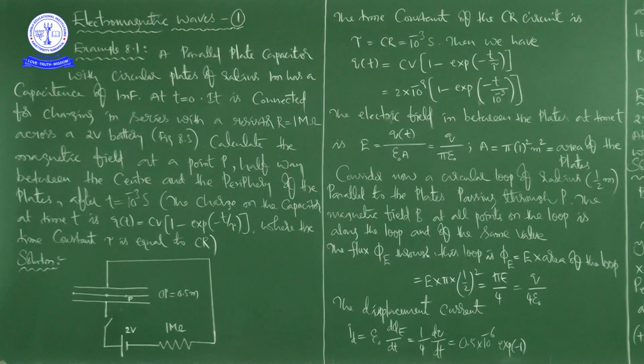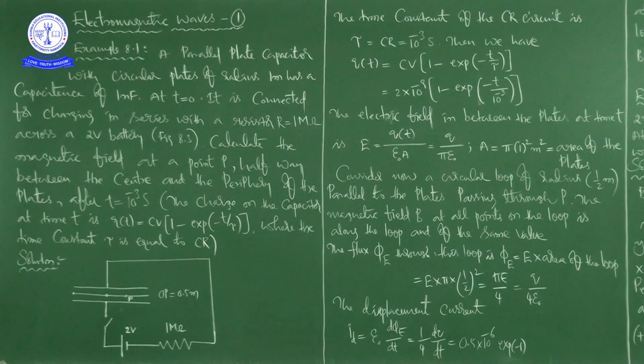Now consider a circular loop of radius 1 by 2 meters, parallel to the plates passing through P. The magnetic field B at all points on the loop is along the loop and of the same value.